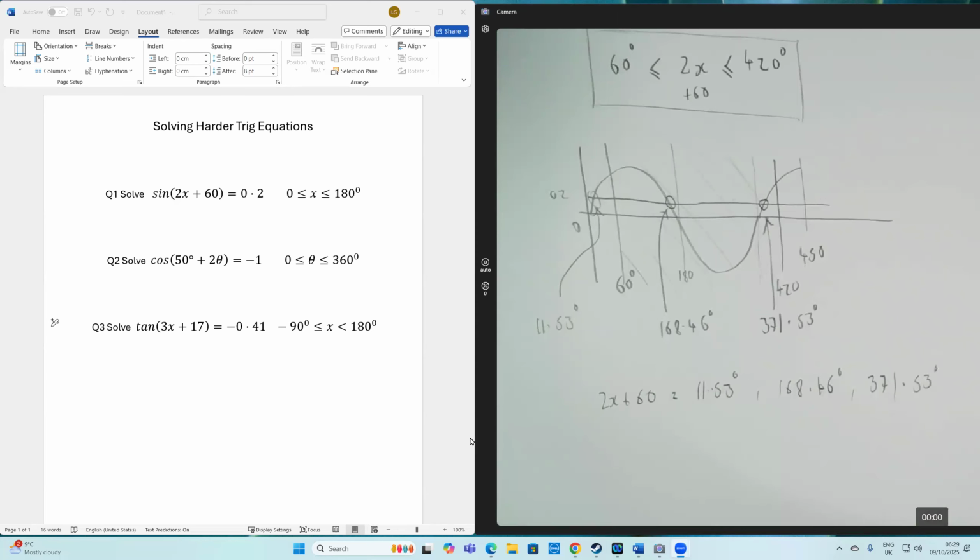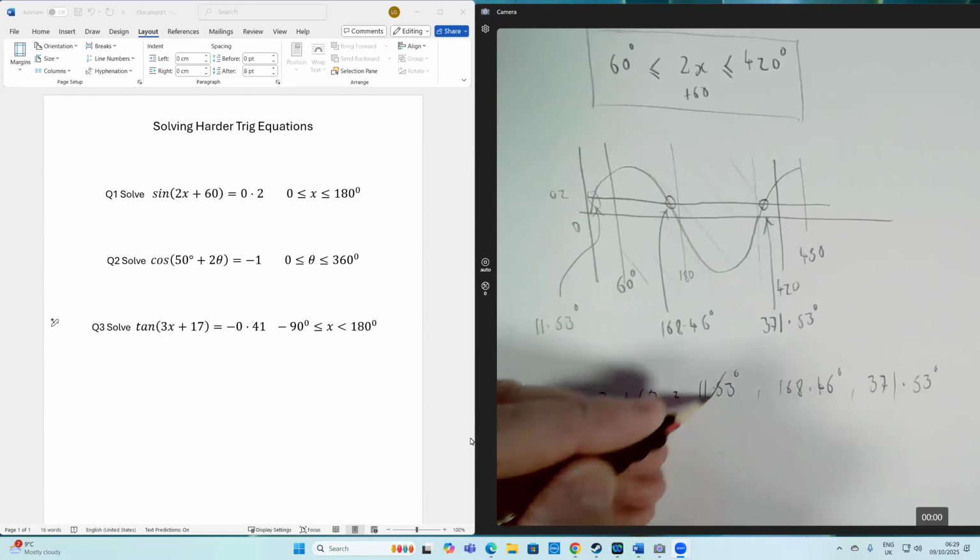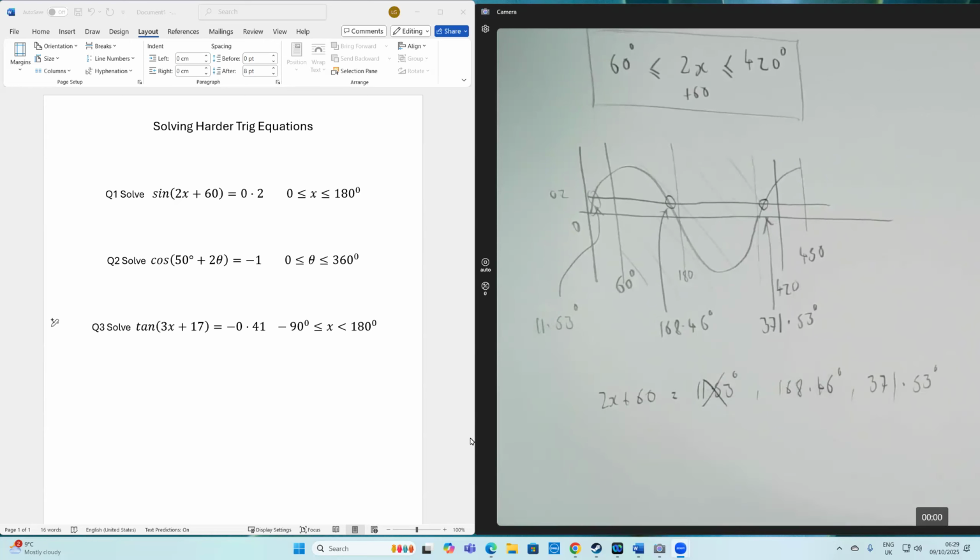11.53 minus 60, and then divided by 2 is equal to that value there. But we can see that this one is out of range anyway, so we know we don't need to worry about that one. So we're now going to take 60 off the other one.